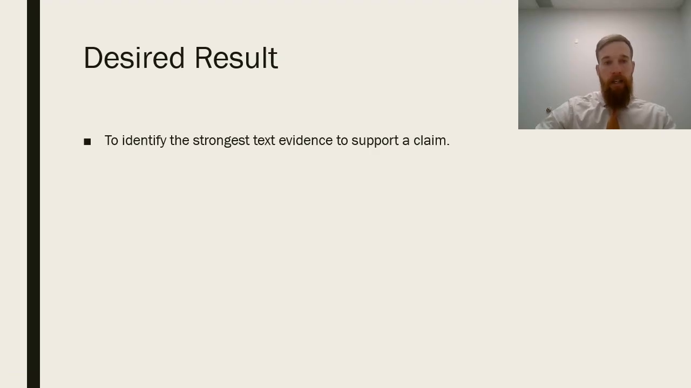So you're practicing this idea of identifying the strongest text evidence. It's a process. It's not just flipping through the story, putting my finger on one, and saying this is the one I'm going to use. So we will continue building on this idea of text evidence, but today we're going to do this practice first with the chart of what does it say, what does it mean, what does it matter.